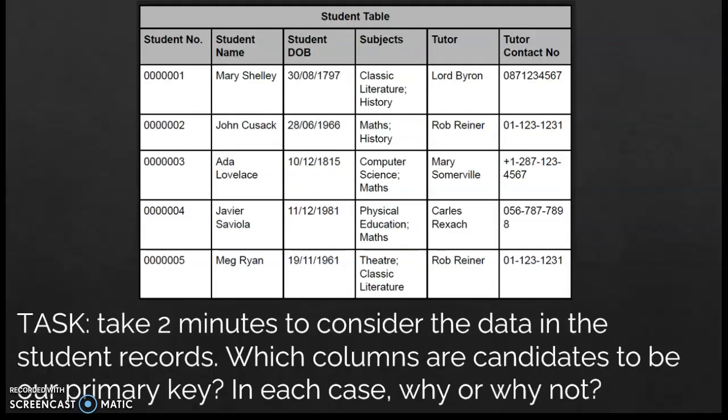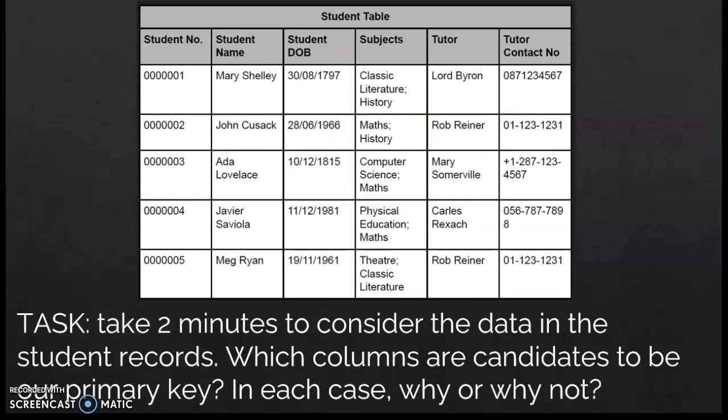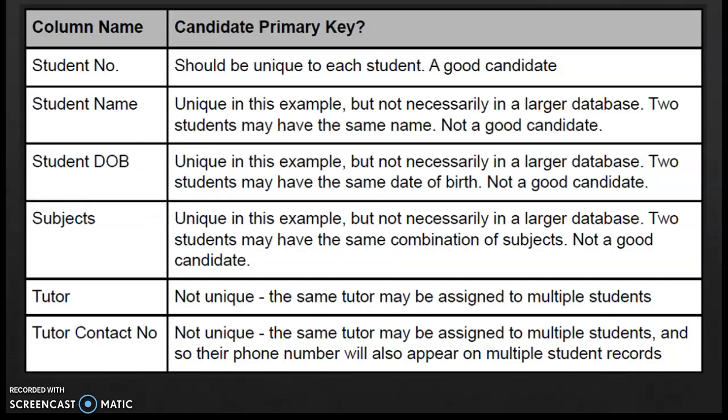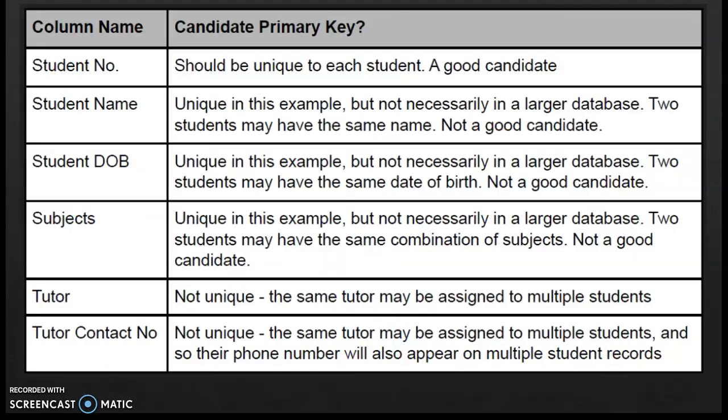Subjects, is that a good one? No, because even though, is it unique in this example? Not really. What would you think? Classic literature comes up. Yeah, look, it's not necessarily a good one in any way. Two students may have the same combinations of subjects. Okay, that's what they mean there by unique. I thought it was an individual subject. But they're not unique in the same combination. So not a good candidate.